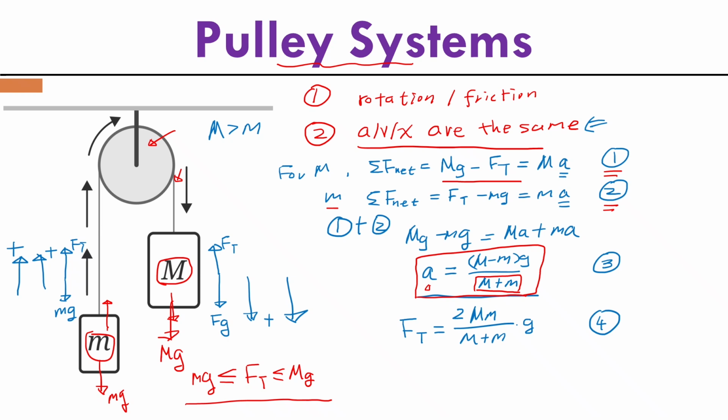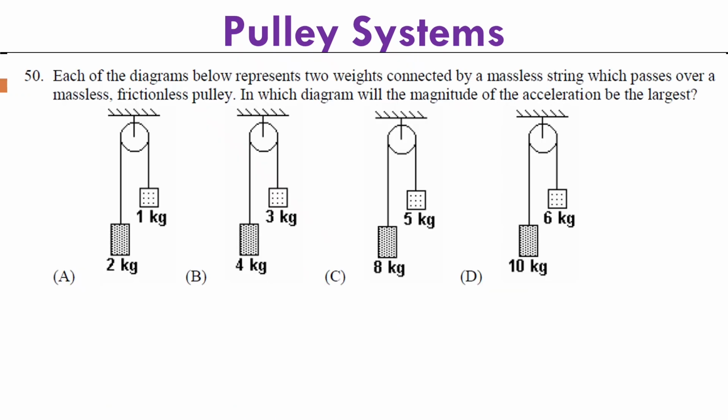If we have all this knowledge in our head, we should be able to solve the pulley questions in AP Physics very easily. Let's look at some real AP questions right now. Okay, this is one real AP question. The question says, each of the diagrams below represents two weights connected by a massless string which passes over a massless frictionless pulley. In which diagram will the magnitude of the acceleration be the greatest? We know for all these systems, the acceleration equals big M minus small m times g divided by big M plus small m.